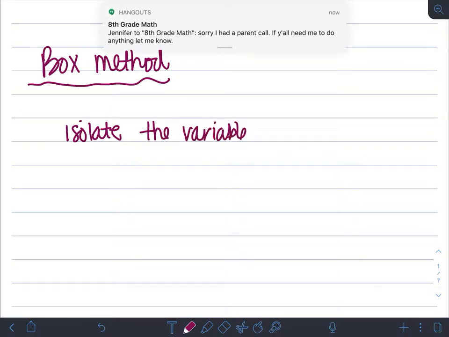Solving equations using the box method. So I'm going to go over a couple of things. The biggest thing on solving equations is that we want to isolate the variable. We want to get it by itself. We want to know what x is equal to.